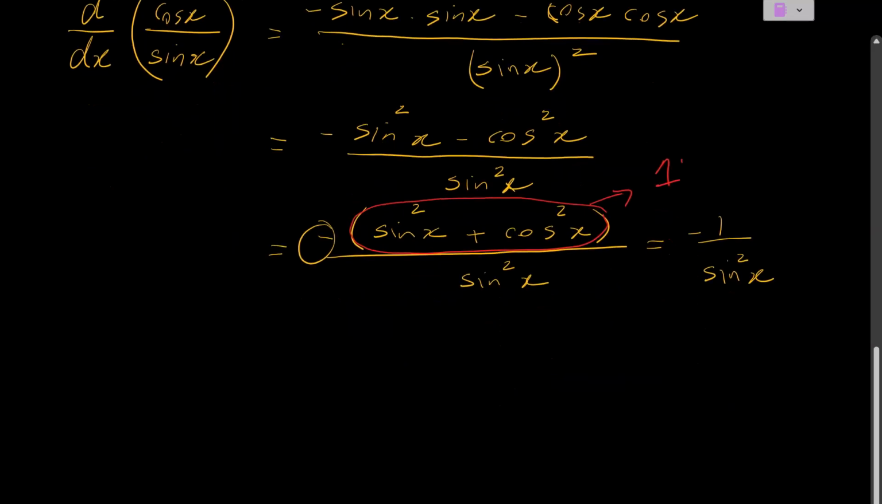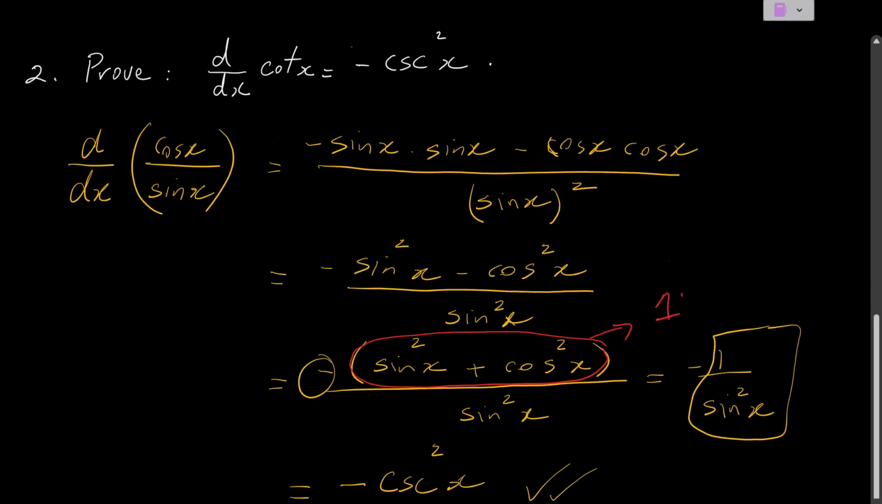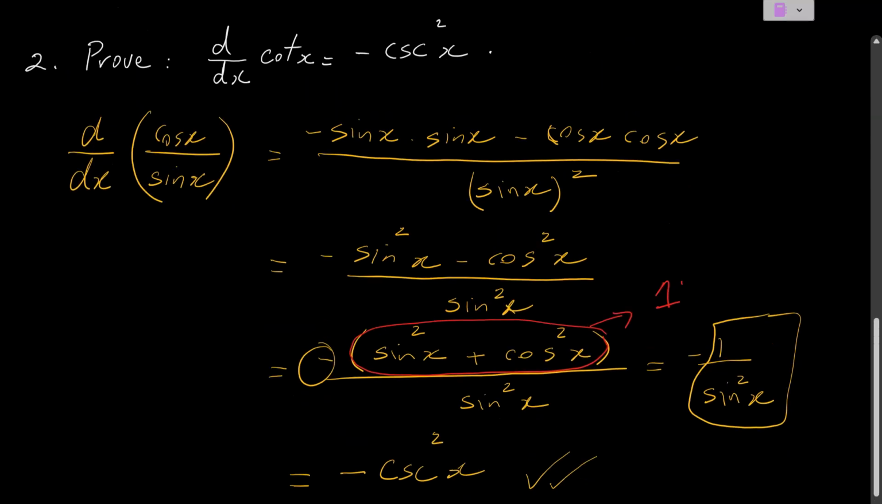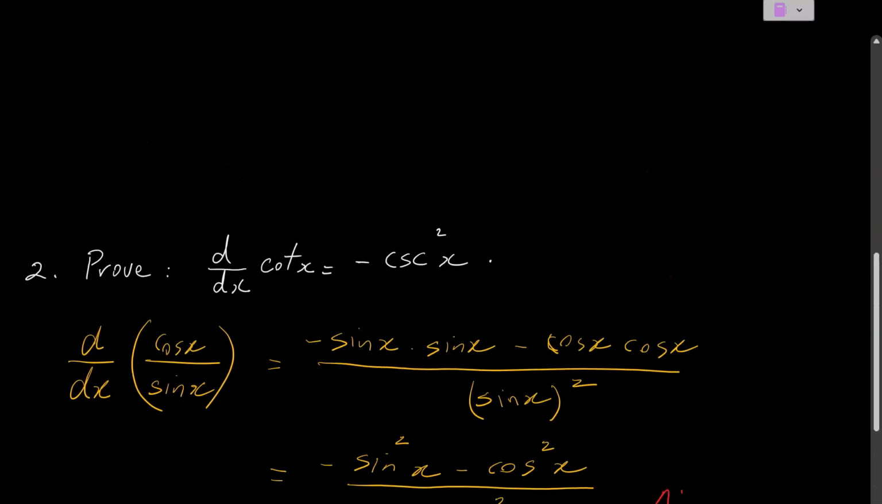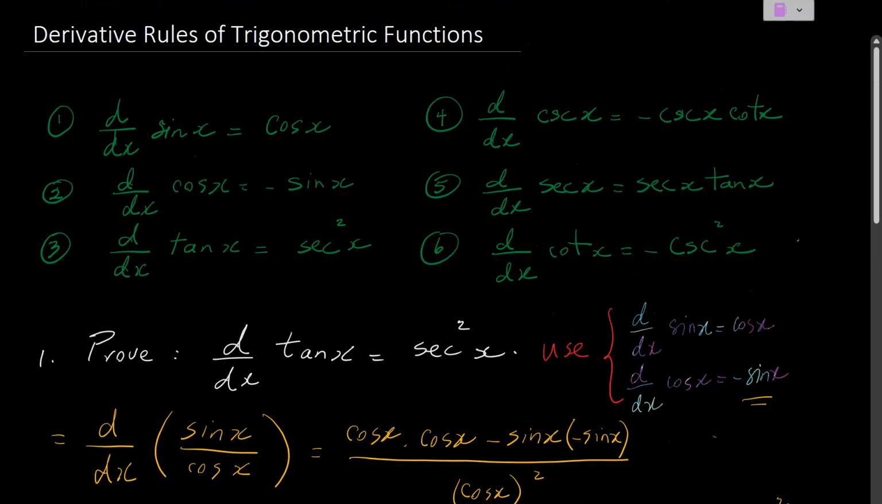Okay? And then the last step is 1 over sine squared x is cosecant squared x, and you put a negative in front, and that would be the final answer. It proves that the derivative of cotangent of x equals negative cosecant squared x. All right, these are the two proofs that we have done. Basically, they're part of the trigonometric functions derivative rules.